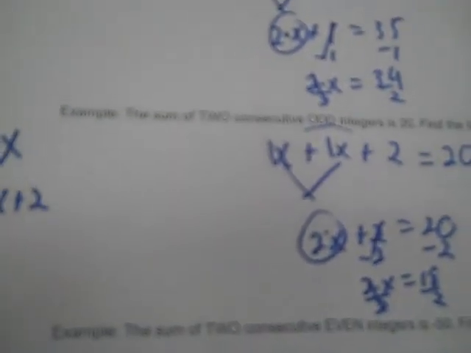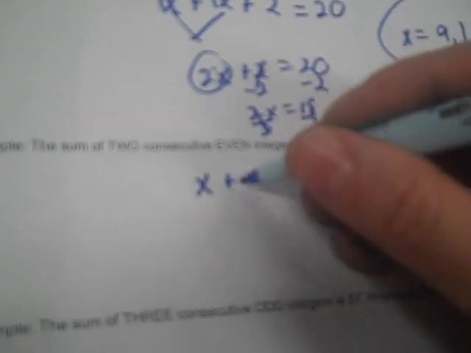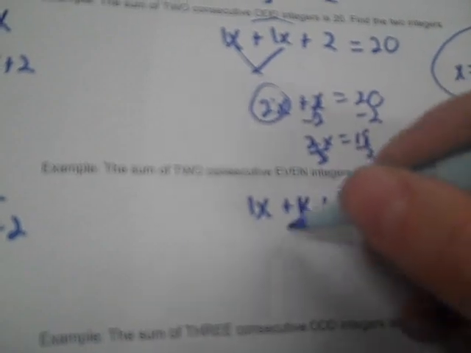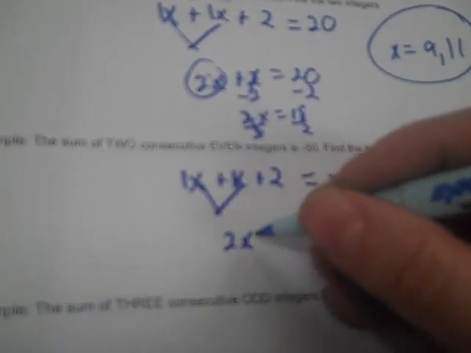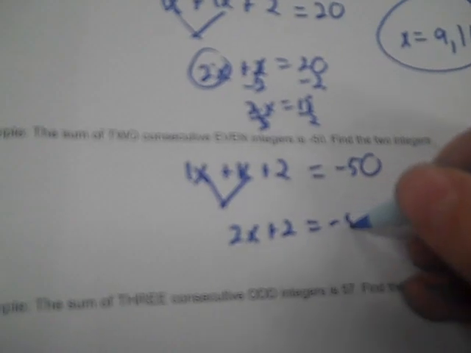Now, two consecutive even integers, I set it up the same way as the odd integers, okay? X is my first one, so if I have an even integer, I'll pick 2, for example. To get to the next even one, you have to jump 2 spaces. So that's, again, x plus 2. So counting, you jump forward 1 and then forward 2. Okay, and that's x plus 2. You just write those down, combine them, and you have 2x plus 2 equals negative 50.